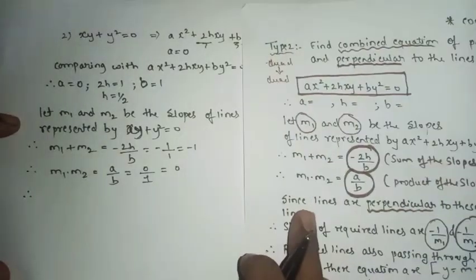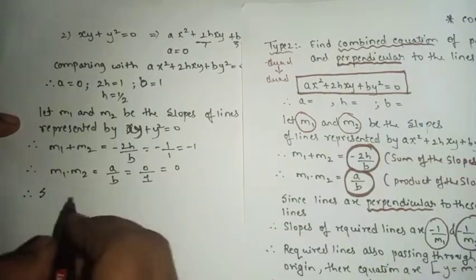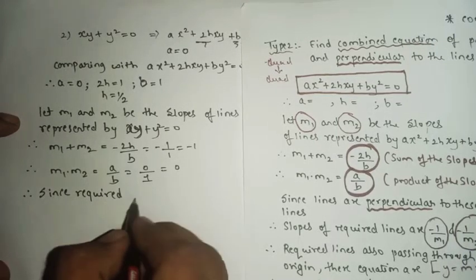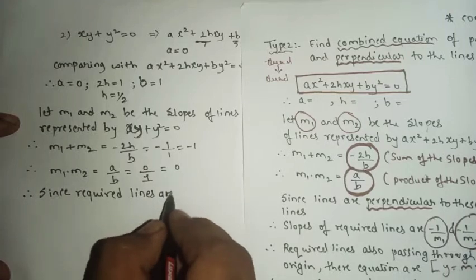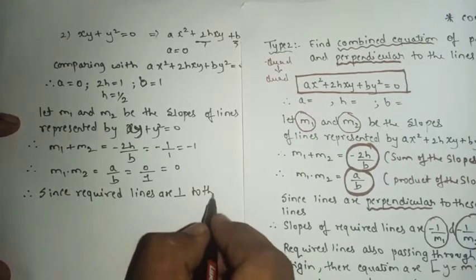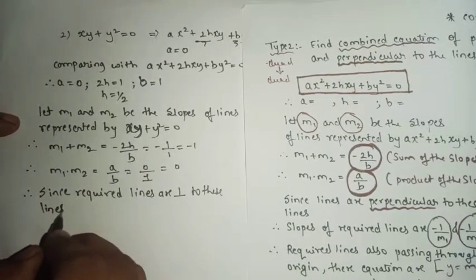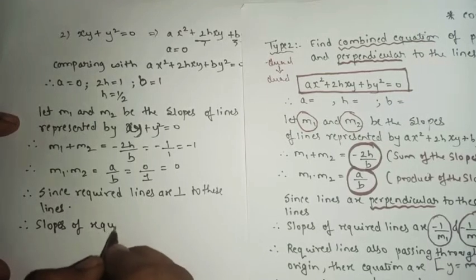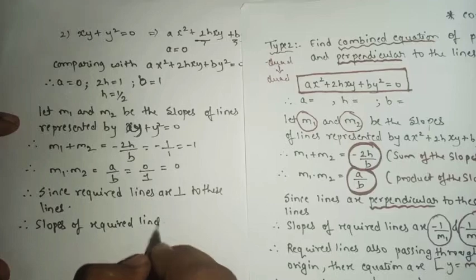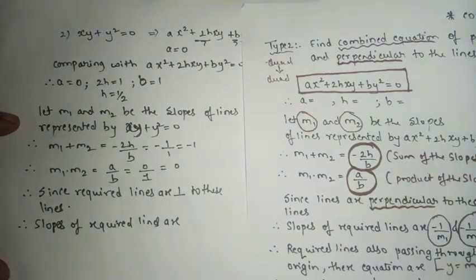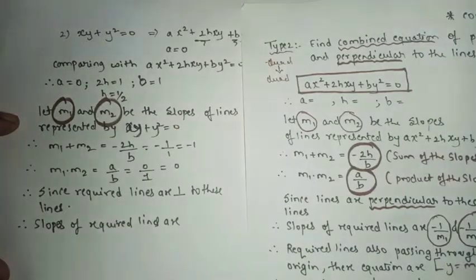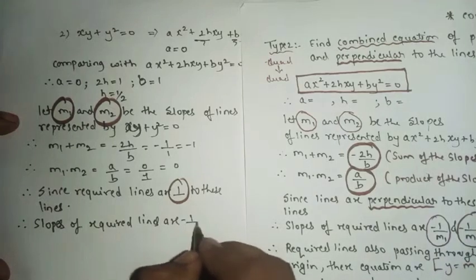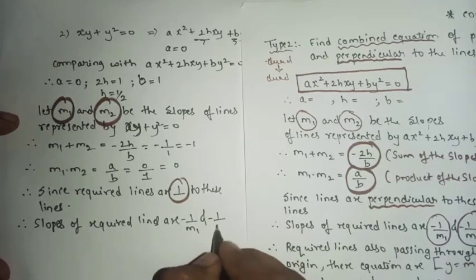So we know that, after finding this, you will write: since the required lines are perpendicular to these lines, therefore the slopes of the required lines are, as it is perpendicular, minus 1 upon m1 and minus 1 upon m2.